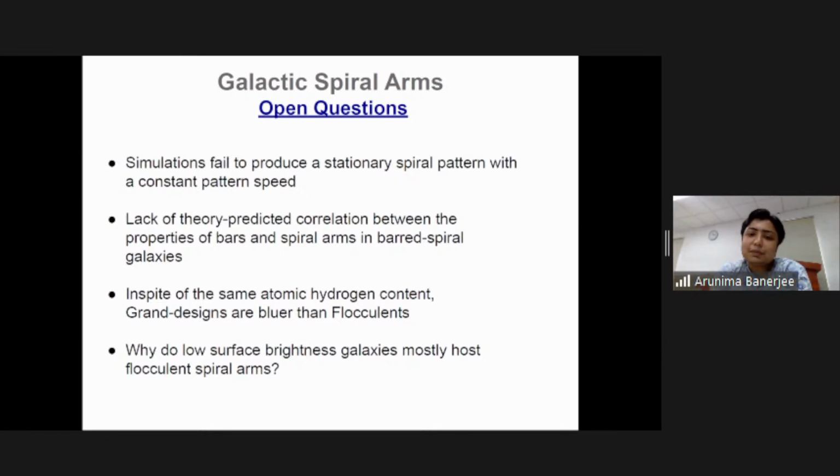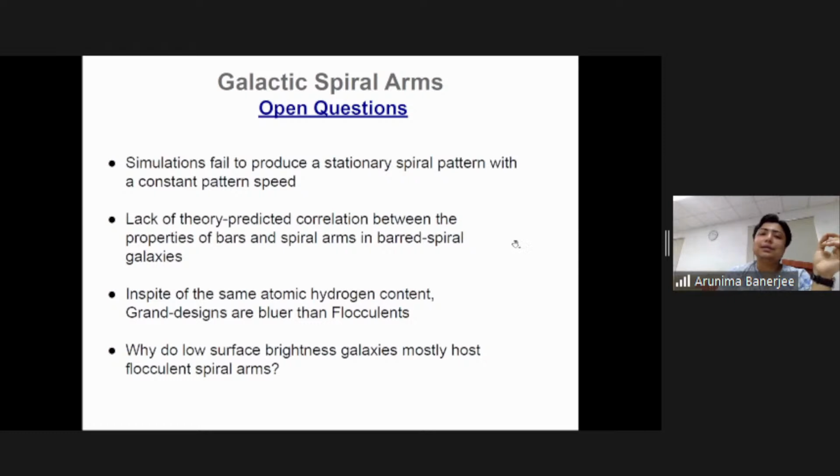Thirdly, in spite of the same atomic hydrogen gas content, grand designs are lower than flocculents. And finally, we see that most of the low surface brightness galaxies are flocculent, having flocculent spirals. Why is this so? The theory doesn't answer this. Okay, so this list is not exhaustive. There are many such open questions, and that forms the motivation for us to have more and more galaxies classified so that we can properly test our proposed models.